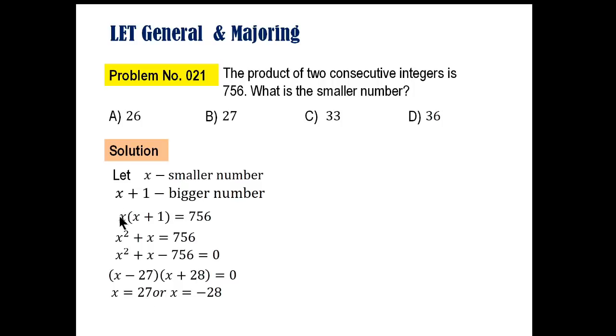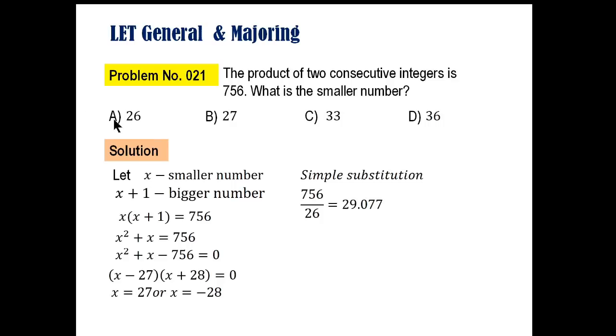So definitely if the smaller number is 27, the larger number is 28. But the question is, what is the smaller number? So our answer would be 27. Okay, there's a simple substitution. All right.